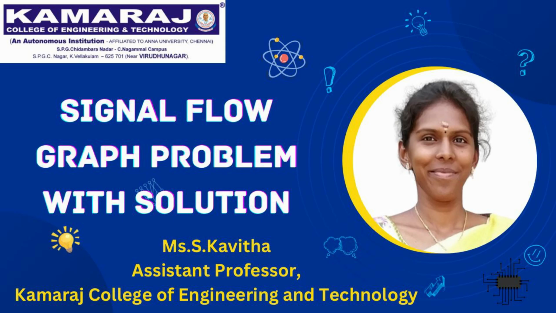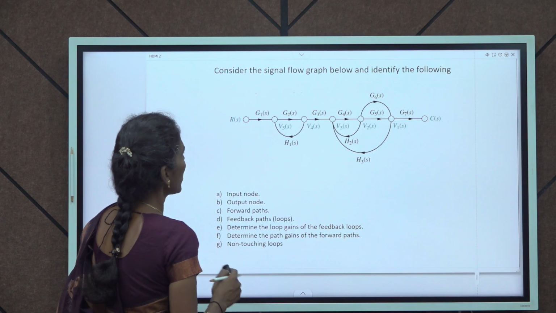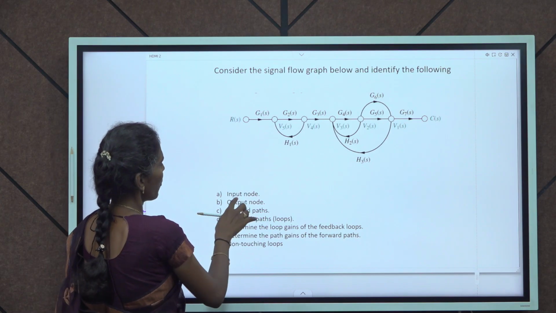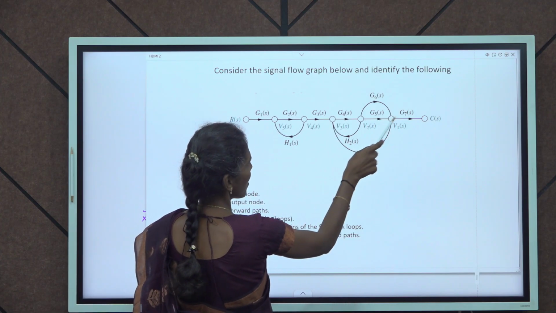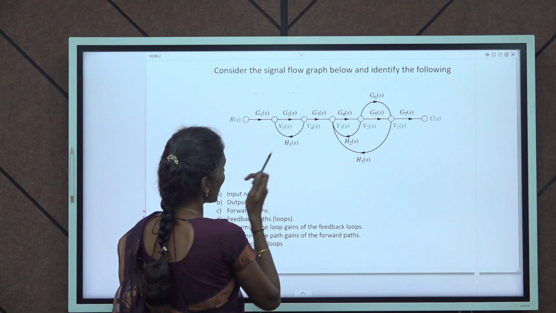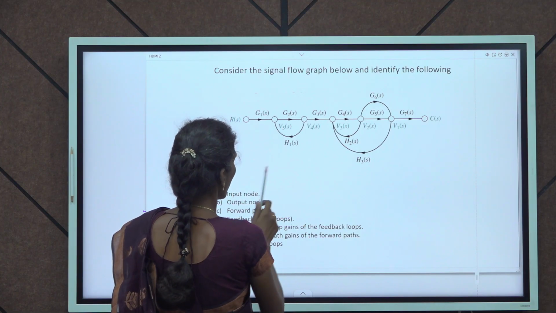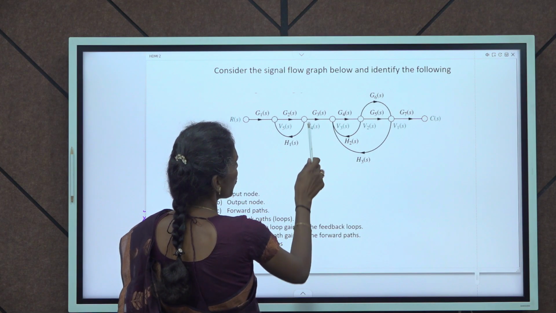In this video, we are going to see about the problem in signal flow graph. In this problem, we have to identify the input node. Plus, how many nodes are here? 1, 2, 3, 4, 5, 6, 7. Totally 7 nodes are there and 7 gains are also there. And it contains feedback loop, no self loop.